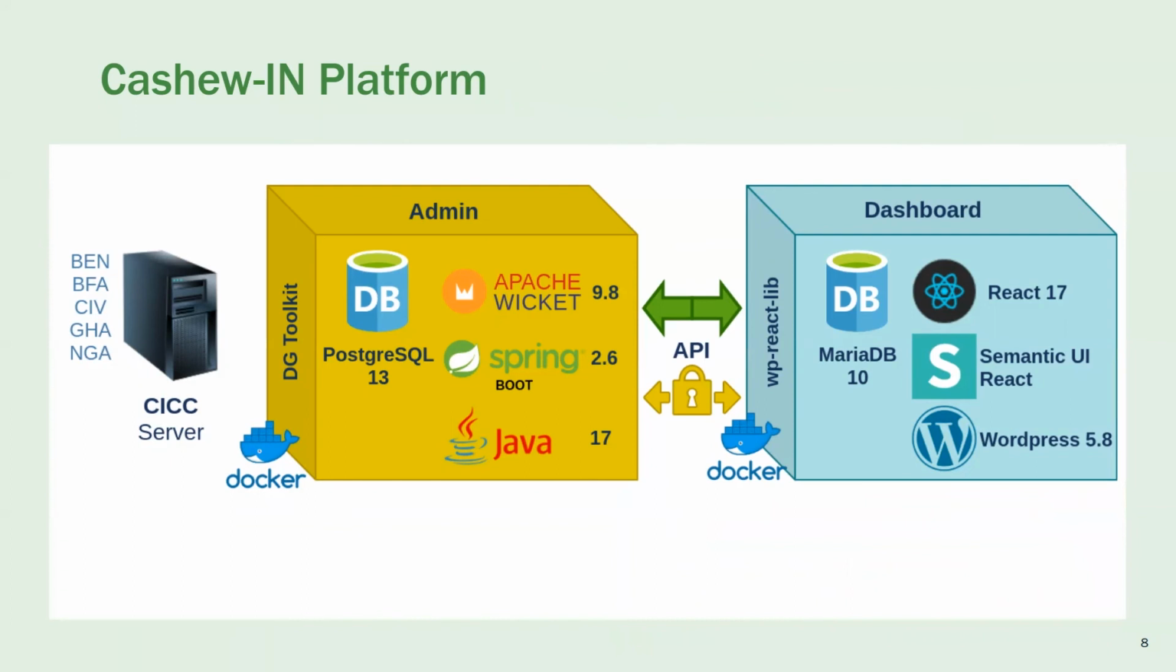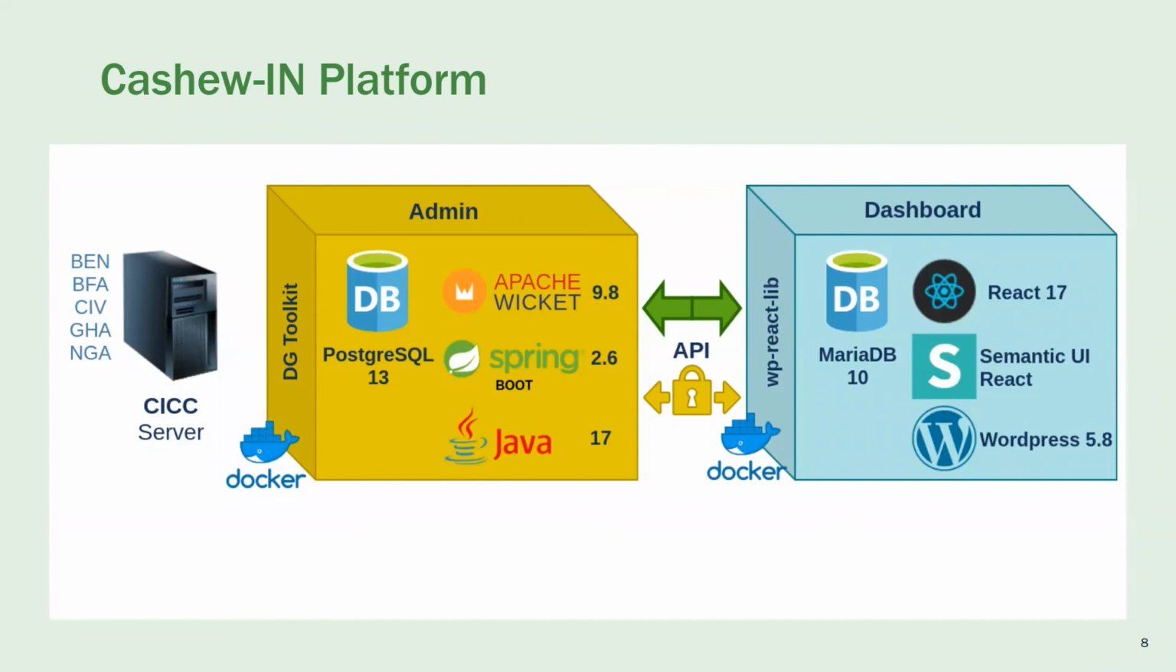Admin is our secured backend and data entry app that took the DG Toolkit template. Admin uses a powerful PostgreSQL database. It is developed with JDK 17, the latest LTS Java version, Apache Wicket, a powerful component-based web framework for admin pages, including data entry forms, and Spring Boot with its Spring framework for infrastructural support on the persistence layer, security, and other, including the embedded Tomcat server.